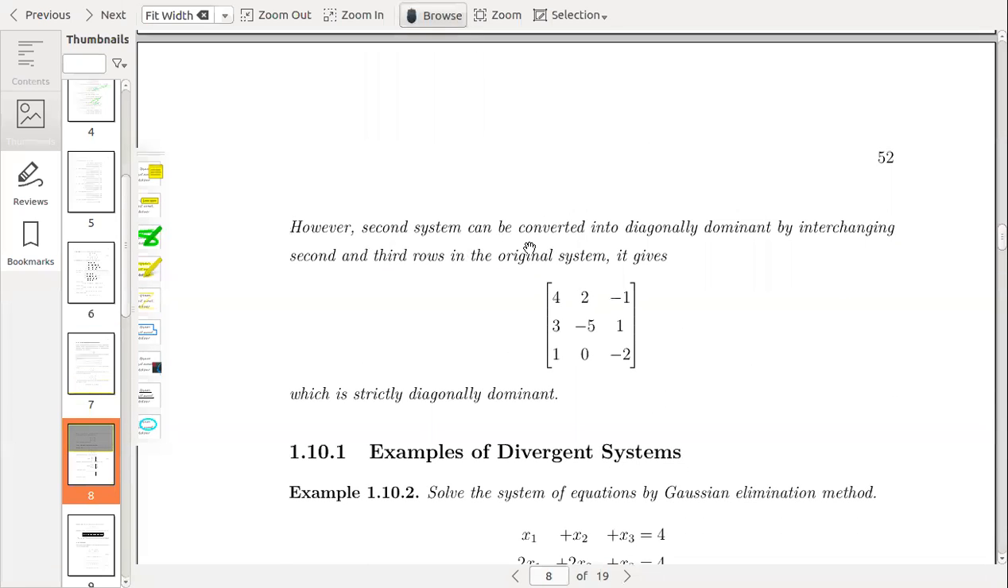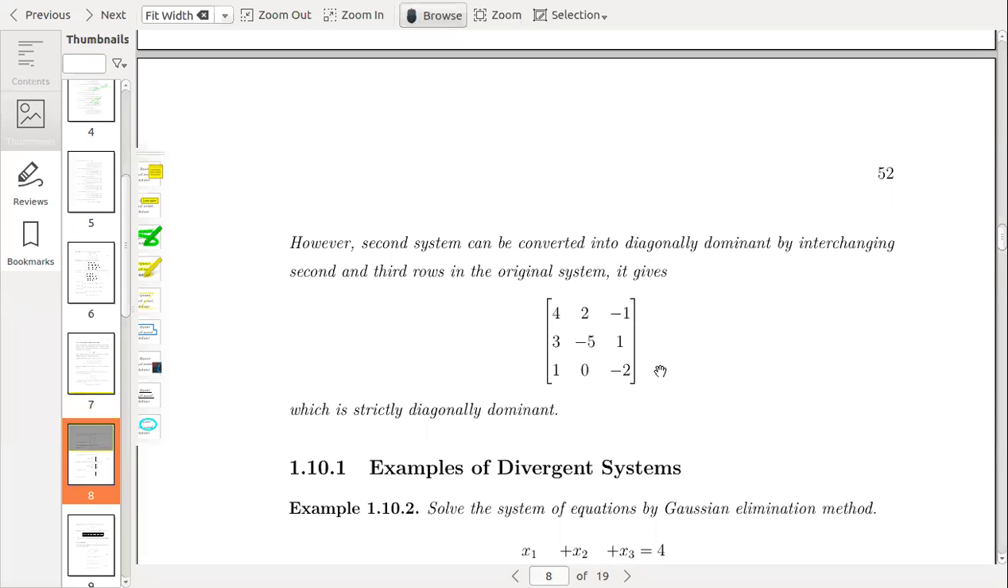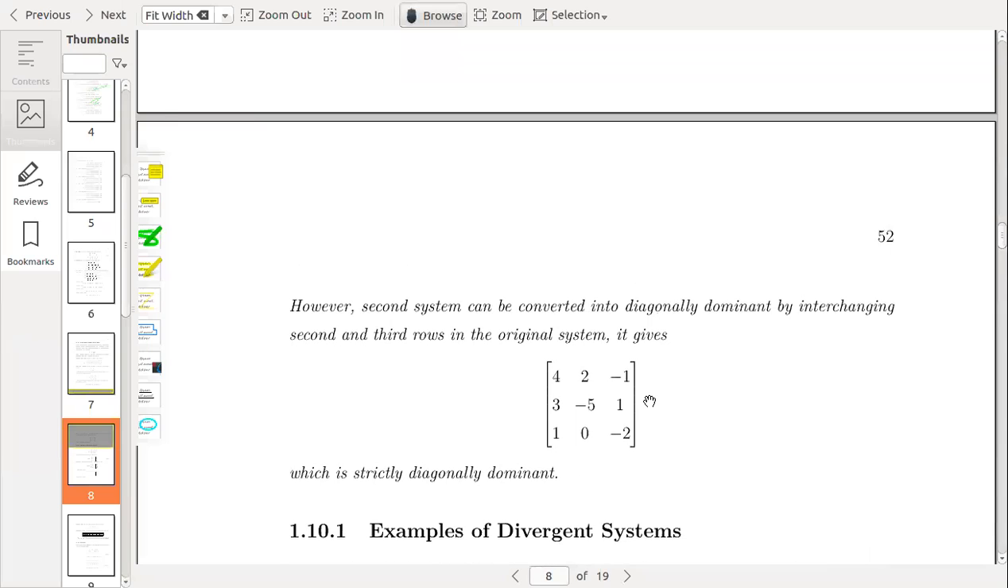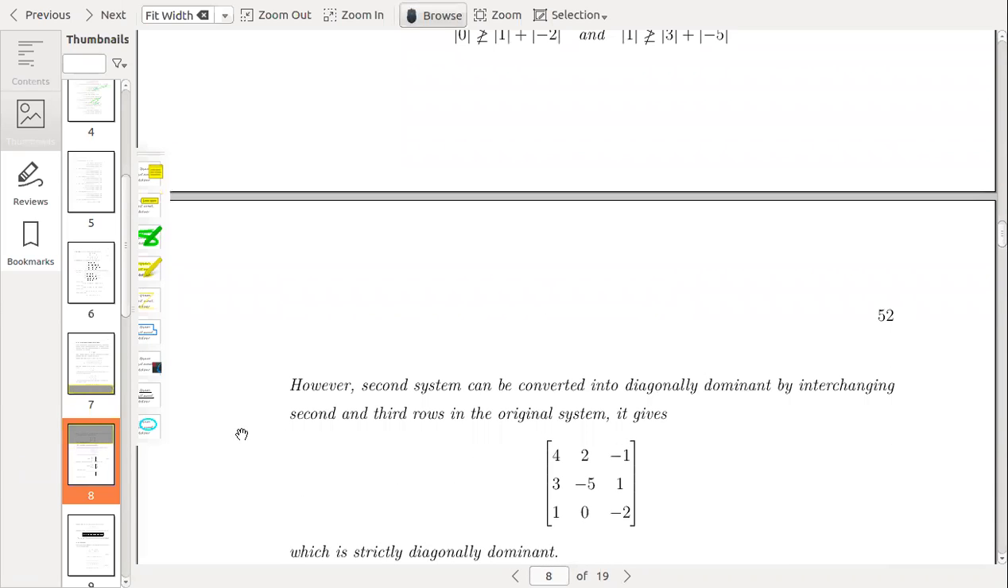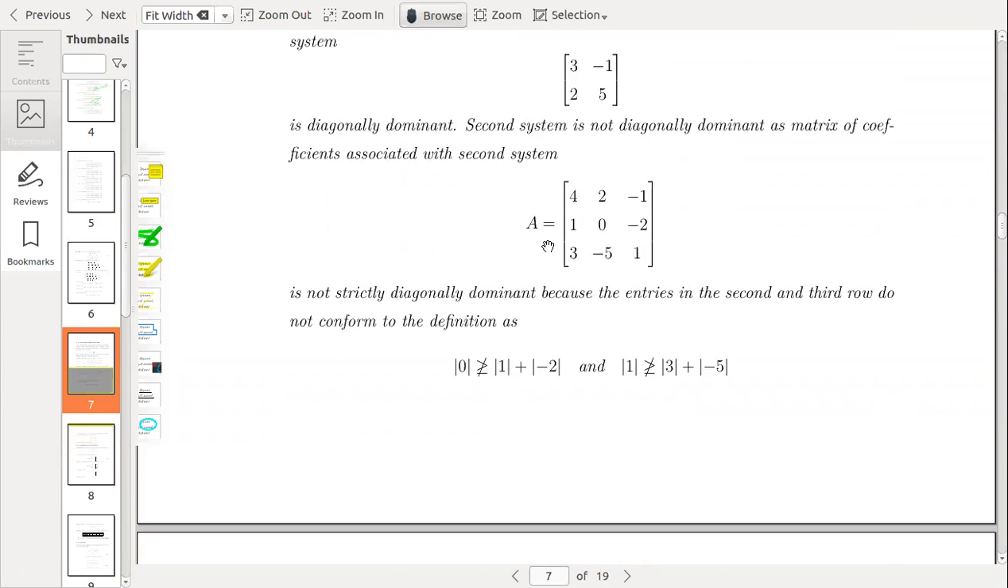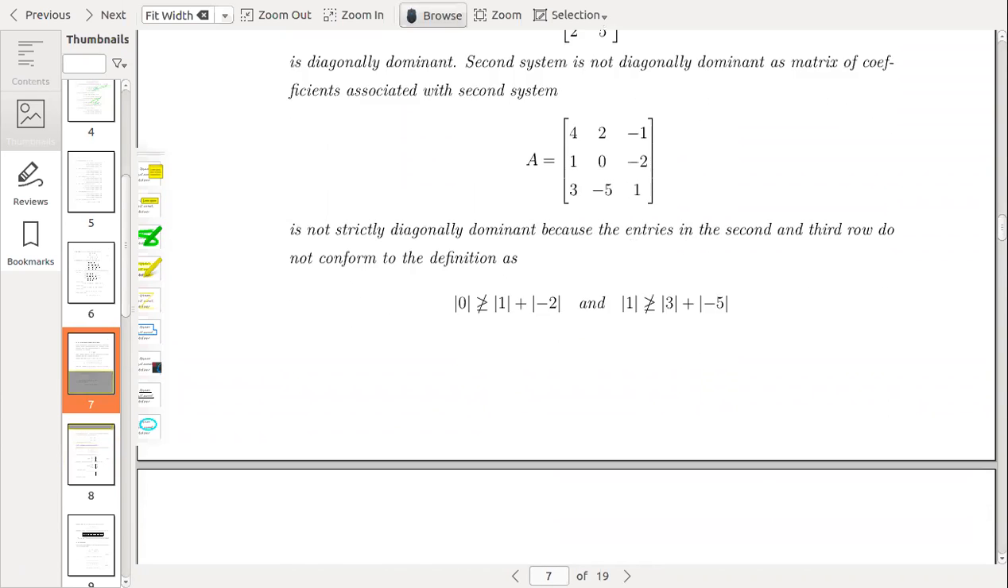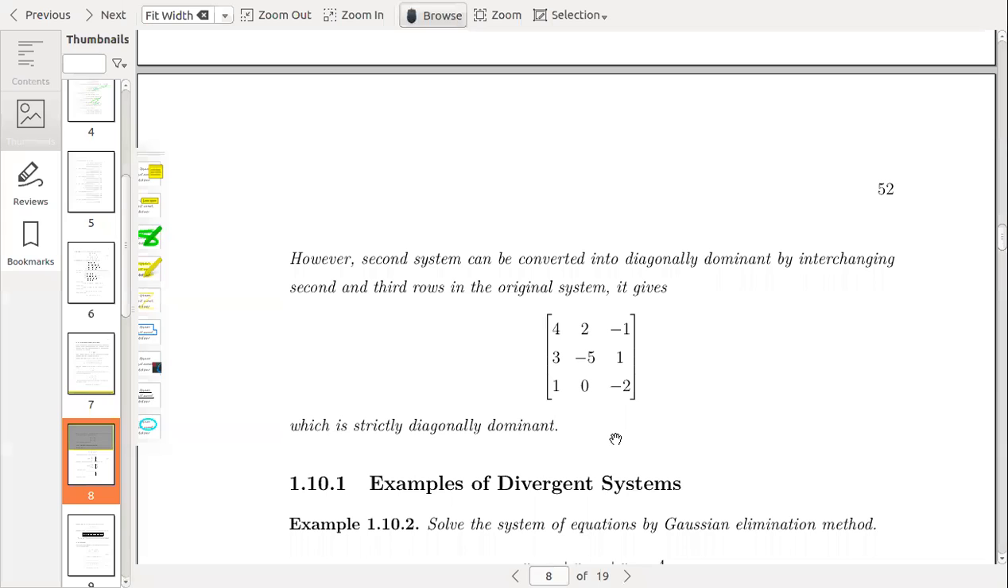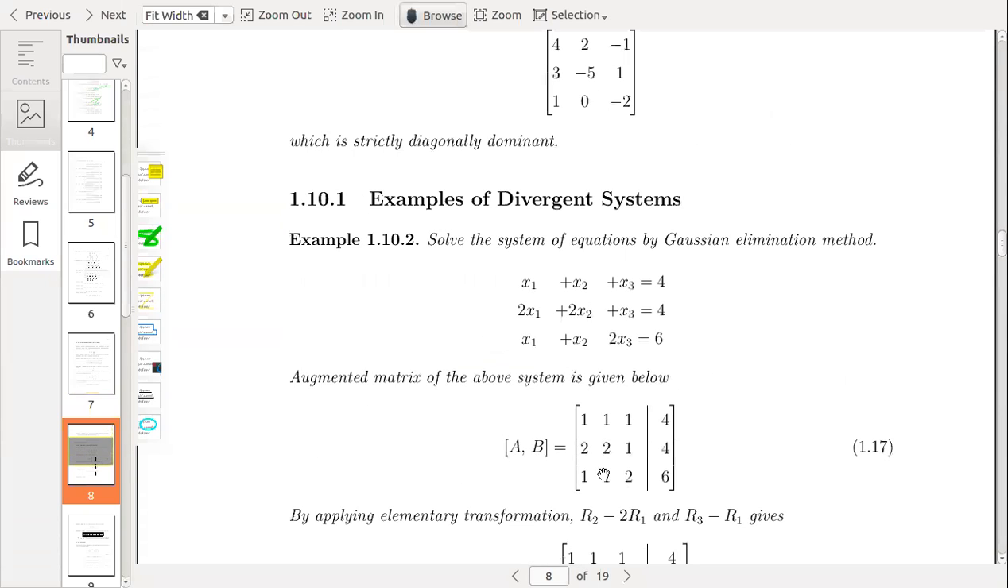Our second system can be converted into a diagonally dominant one by interchanging the second and third rows in the original system. So if we interchange these two rows, second and third, the system will become diagonally dominant.